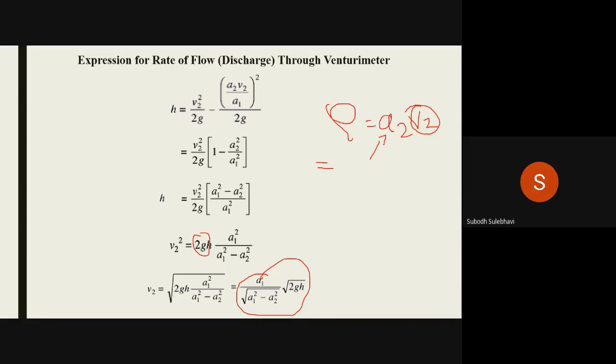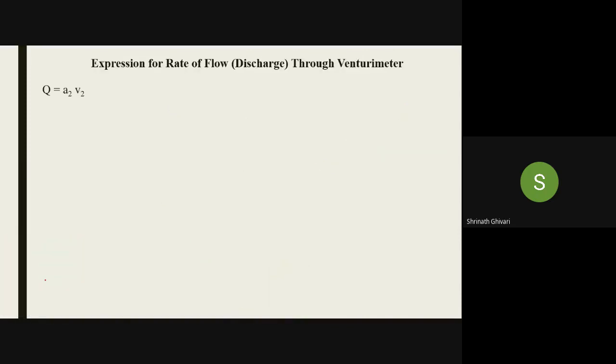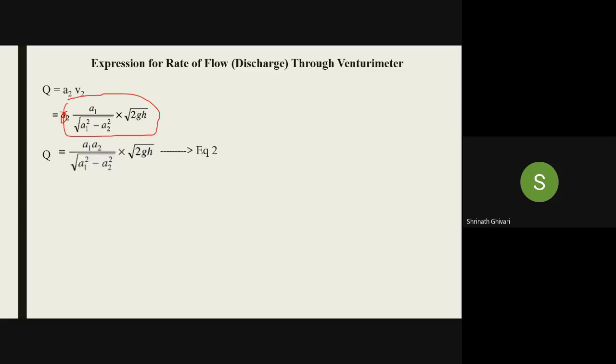A1 A2 divided by square root of A1 squared minus A2 squared, into square root of 2gh. Square root, not root, square root of 2gh. Okay, very good. So this is the expression: Q equals A2 into V2. A2 as it is I have kept, and I have substituted the value of V2. So the final expression will be A1 A2 divided by square root of A1 squared minus A2 squared, into square root of 2gh. This is your final expression.